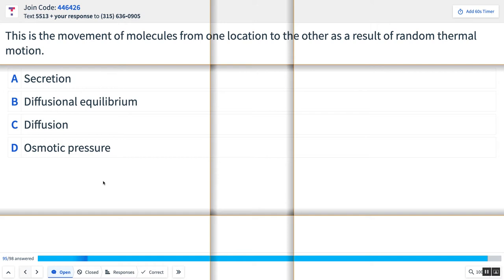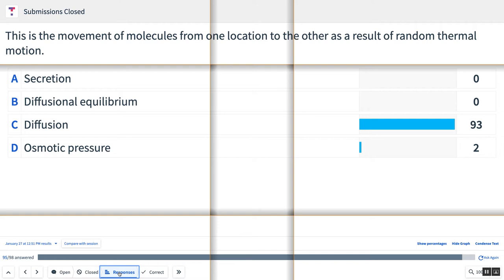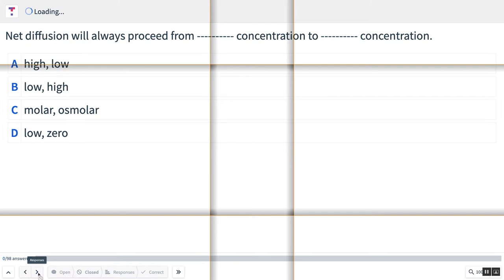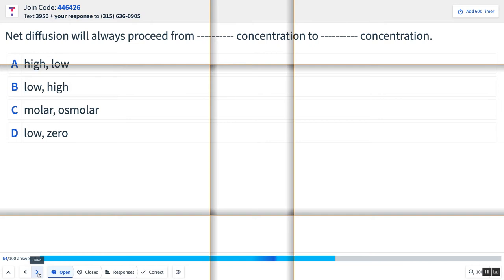All right. So the correct answer is C, diffusion. All right. Good job. 93 of you got that right. Perfect. So let's go to the next question. This one is also pertaining to diffusion. So this one asks, the net diffusion will always proceed from blank concentration to blank concentration. Is it A, high to low, B, low to high, C, molar to osmolar, or D, low to zero?